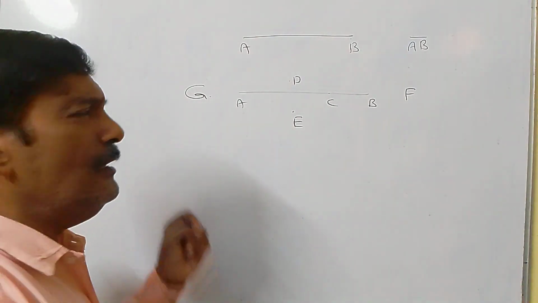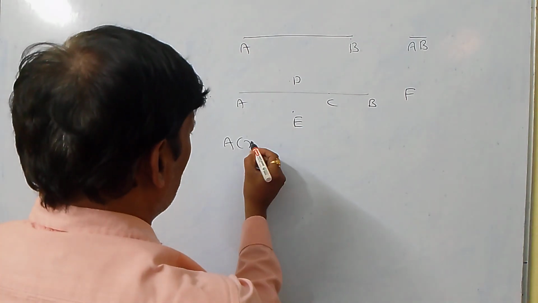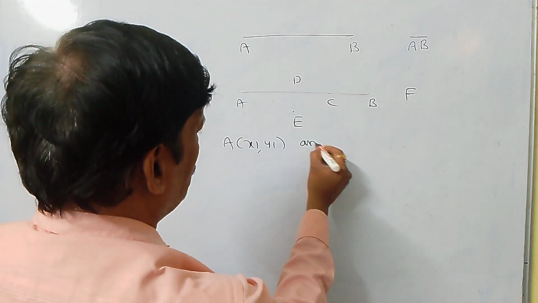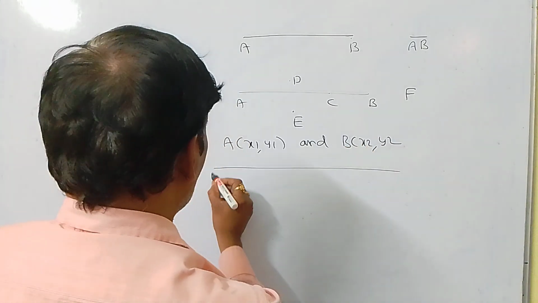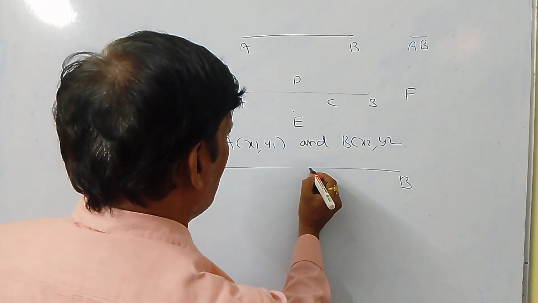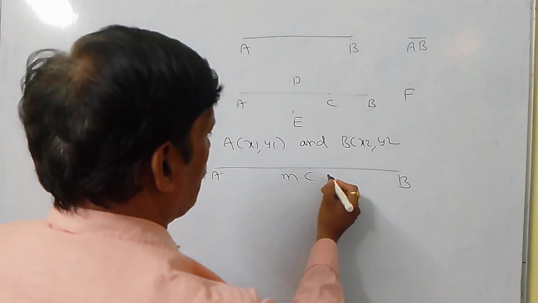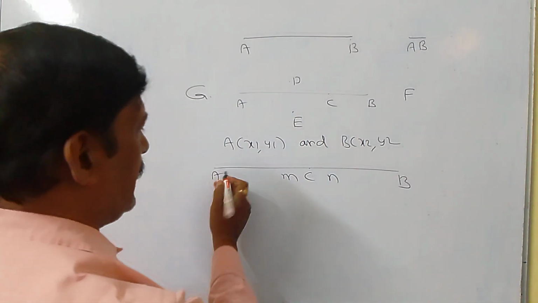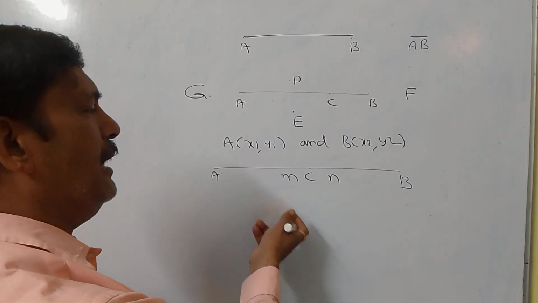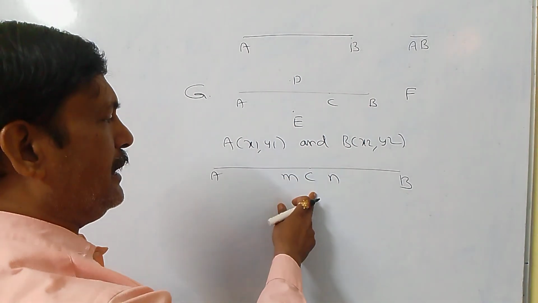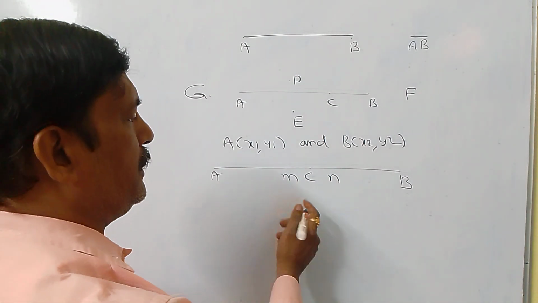That ratio you take as m is to n. Now come to here, suppose A is (x1, y1) and B is (x2, y2), another point. Now a point which divides the line segment joining them, suppose the point is C. The point C divides AB in the ratio m is to n. See, A is a known point, B is a known point, but C is an unknown point, but C is indirectly given. This C is between A and B and it divides the line segment in the ratio m is to n.